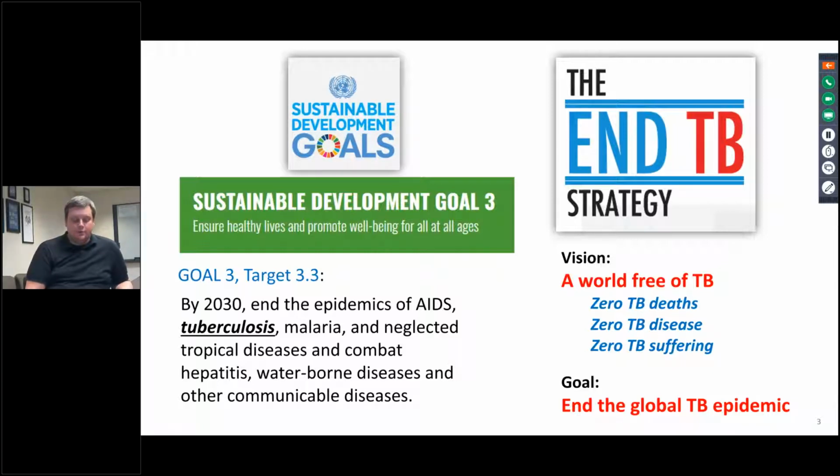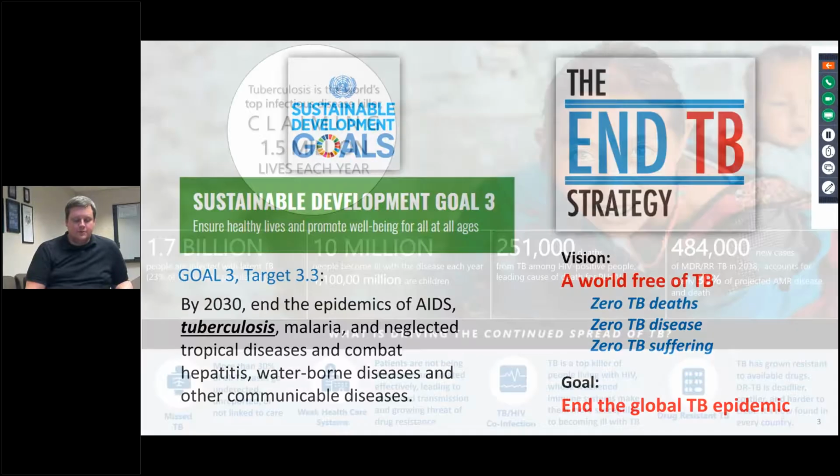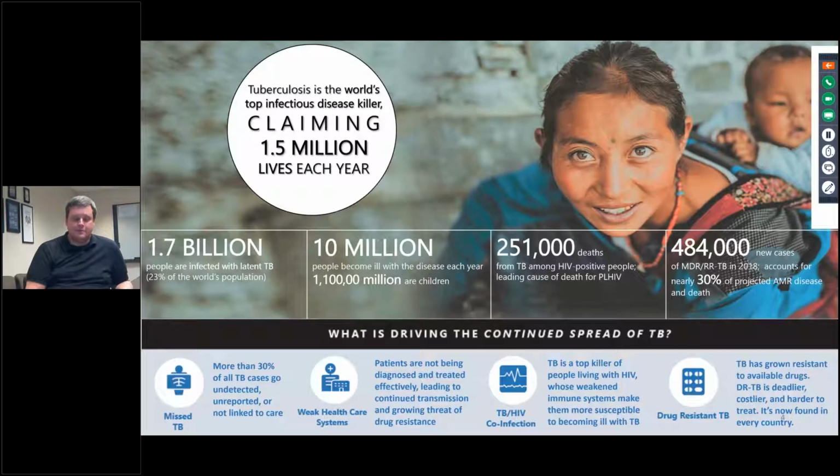Although preventable and curable, tuberculosis remains the world's top infectious disease killer, killing 3 people every minute and claiming almost 2 million lives each year. A fourth of the world's population, almost 2 billion people, is infected with TB, and nearly 10 million of those become ill with active TB disease each year, including 1,100,000 children and over 500,000 persons with drug-resistant TB.